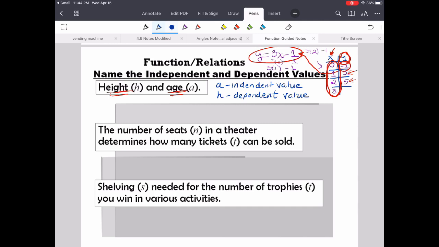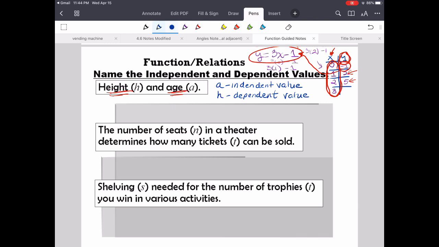Now look at the next example here. We have the number of seats, which is denoted by the letter N, in a theater, which determines how many tickets, T, can be sold. So is seats dependent on tickets, or is tickets dependent on seats? What do you guys think of that? If seats are dependent on tickets, then a venue might just sell any number of tickets.